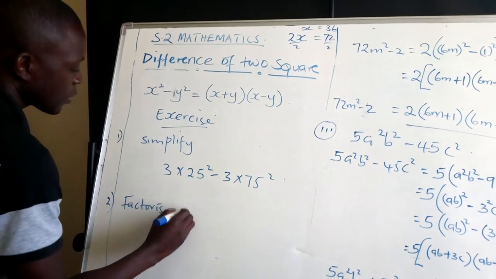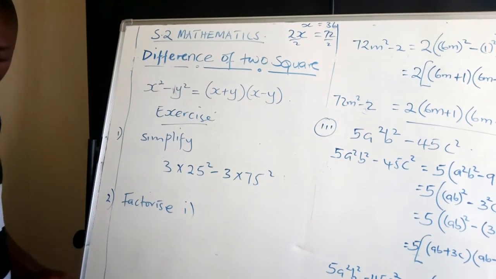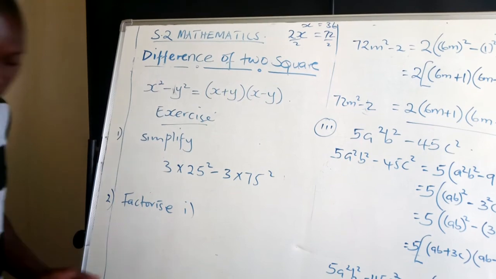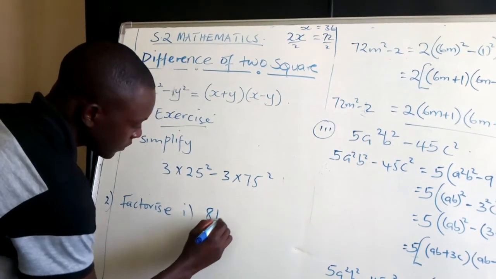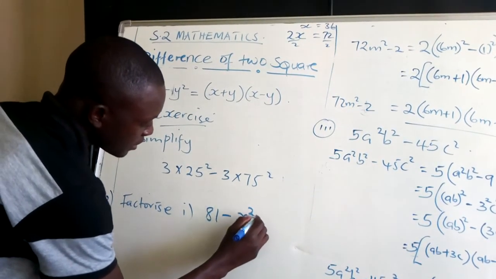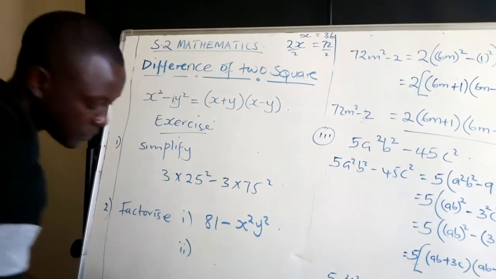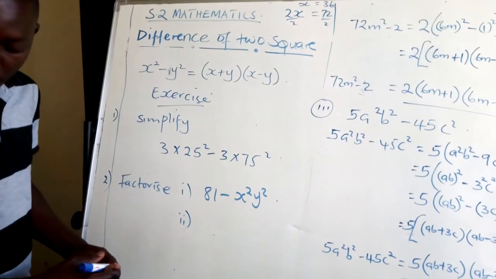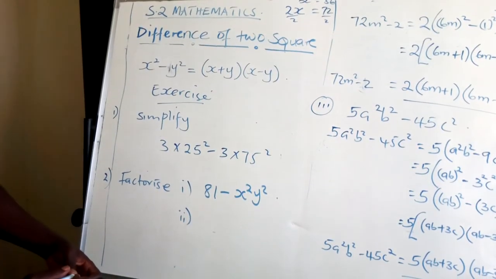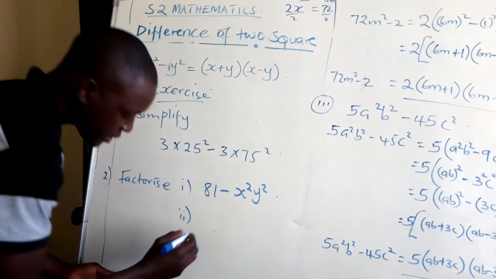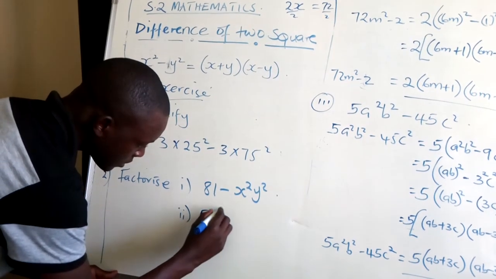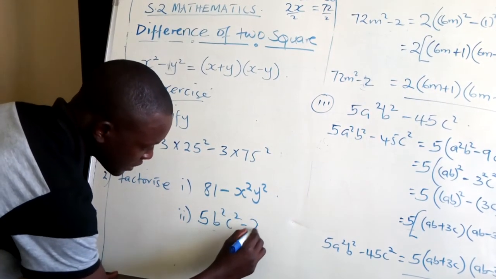In factorizing, I'm going to give you 2 Romans. The first Roman is 81 minus x squared y squared. Then the second one we're having 5b squared c squared minus 20 d squared.